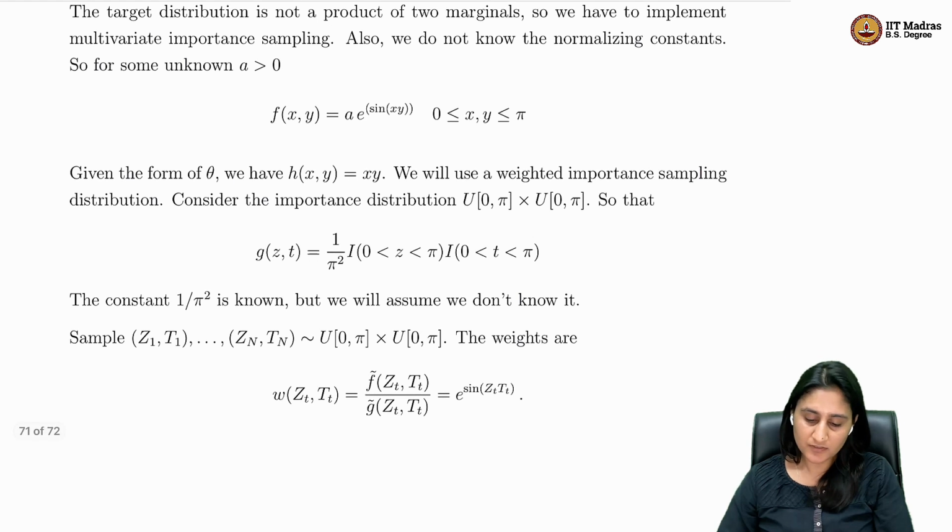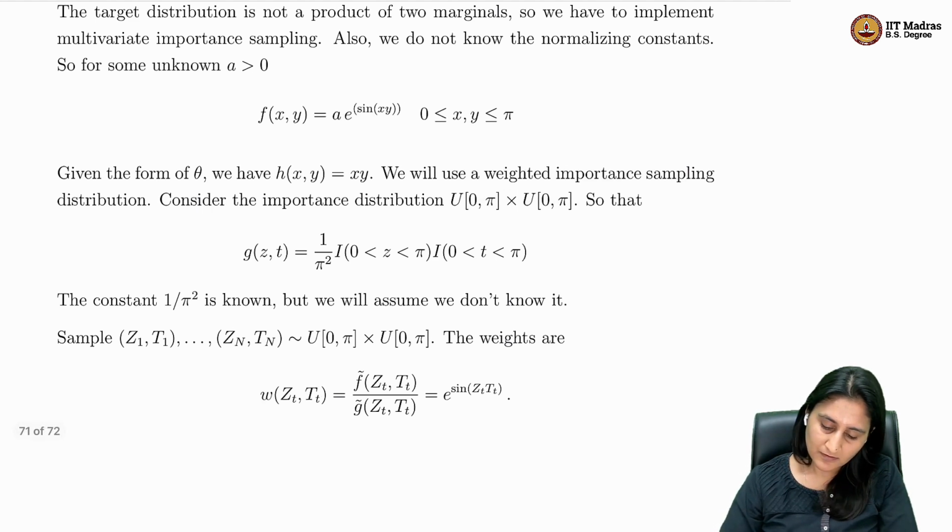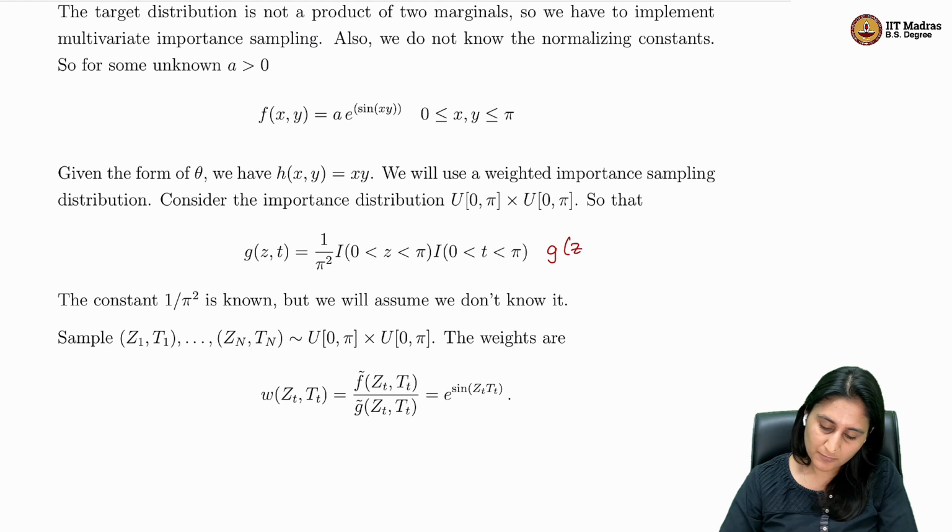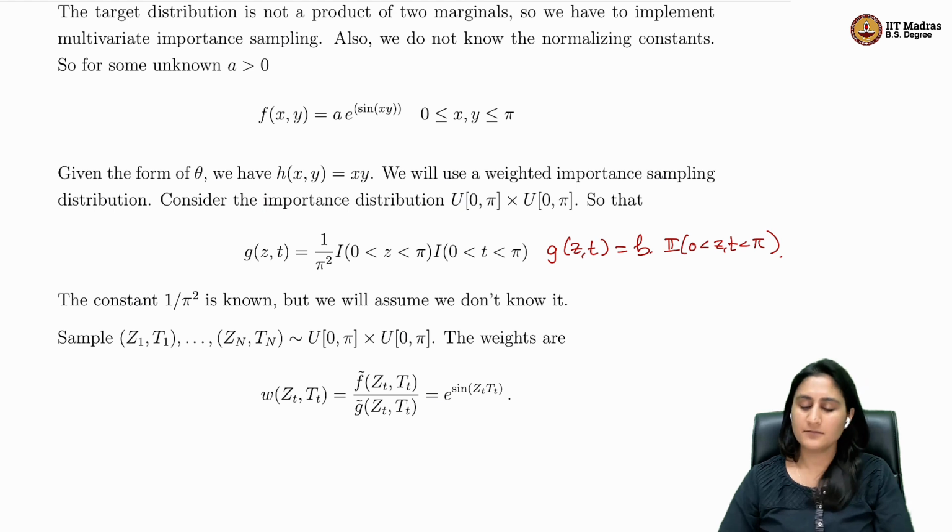Now here, this 1 by pi squared in g is known, but we'll assume that we don't know it, which means that I can write g of z comma t as some b times these indicators. And this b, we will assume that we don't know. Okay, so now we're ready.